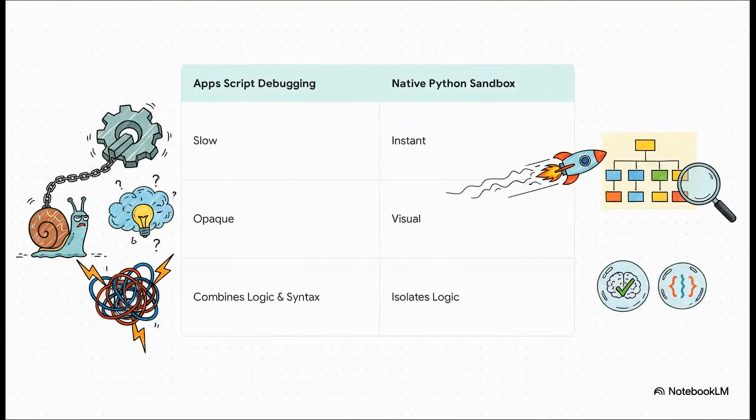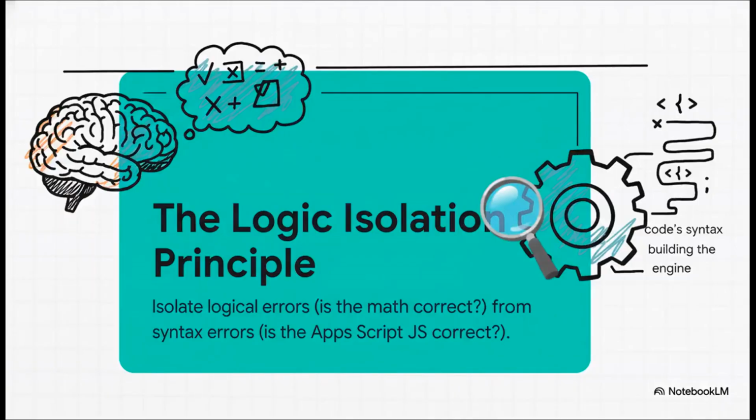And this is exactly why it's such an easy trap to fall into. See, trying to debug inside the native Apps Script environment is, let's be honest, slow and kind of opaque. You're basically forced to fight a war on 2 fronts at the same time. First, is my syntax correct? And second, is my underlying logic correct? A native Python sandbox is the complete opposite. It's instant, it's visual, and most importantly, it lets you isolate the logic so you can solve one problem at a time.